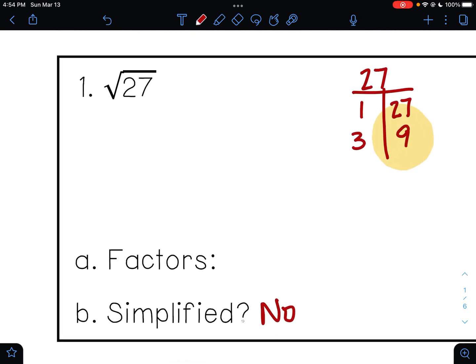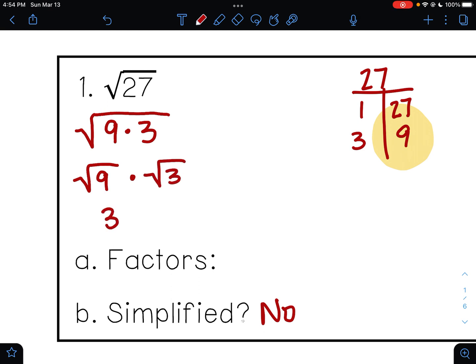We have the square root of 27. So we said 9 was a perfect square, so 9 times 3 is 27. So we're going to rewrite this as 9 times 3. Then that property tells us we can split it up into 2 separate radicals. The square root of 9 is 3. 3 is not a perfect square, so it stays inside the radical, and this would be it simplified.